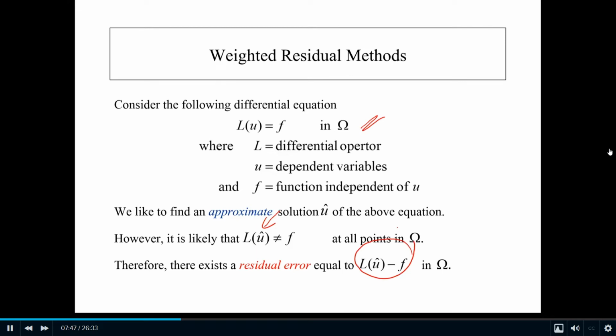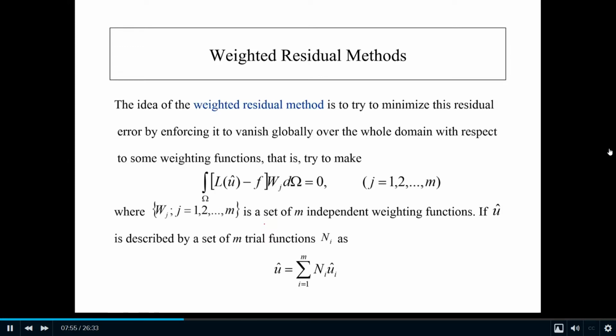To find a good approximate solution with the idea of the weighted residual method, express the weighted residual statement in this form. We minimize the error with respect to weight functions, to vanish over the whole domain. So this is the equation to start. And if you assume the approximate solution in the form like this, you put this back in the equation here.